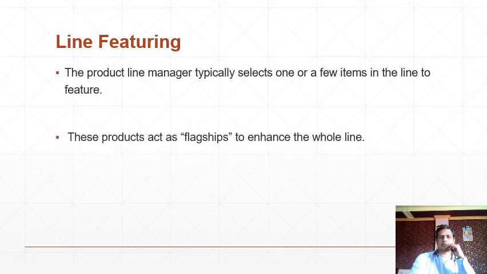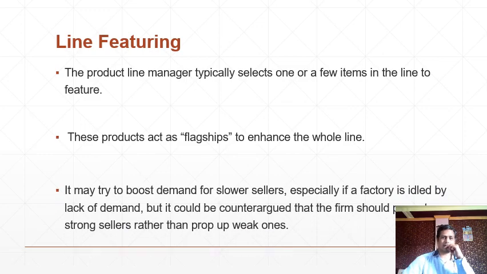So Lux was the feature brand for all other products in the soap category for Hindustan Unilever at that time. What you have to do is put one brand as a flagship brand in the product line, so that it supports all other products in the product line. By doing that, it might also help boost demand for slower selling products. That needs to be done very carefully, because if you choose a weak selling product as a flagship brand, that will be a big risk to you as a marketer. So make sure you put strong sellers as the flagship brands, as the feature brand in your product line.